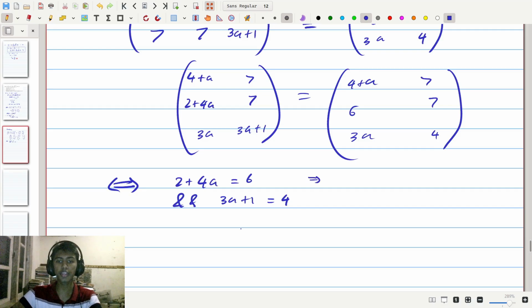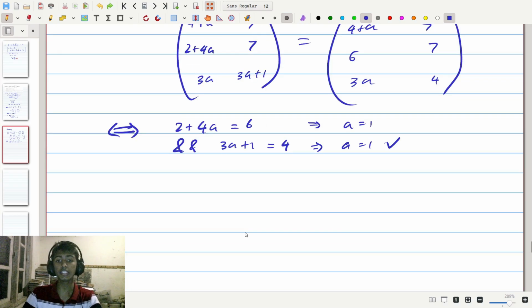So for the first equation, if we solve it, we can see that 4A is equal to 4, and then dividing by 4, A is equal to 1. For the second equation, we can see 3A plus 1 is equal to 4, meaning that 3A is equal to 3, meaning that A is equal to 1. So the two agree with each other. We don't have a contradiction, and all other elements are also equal. 4 plus A is equal to 4 plus A, 7 is equal to 7, 7 is equal to 7, 3A is equal to 3A. So we have no problems on that front as well.